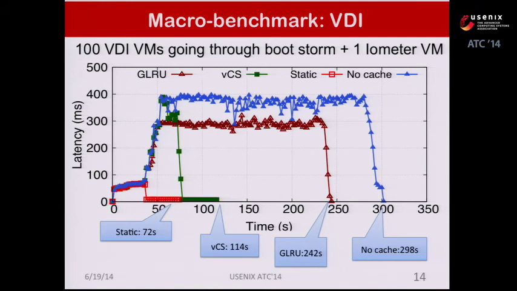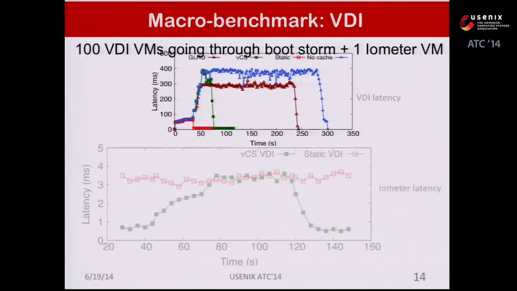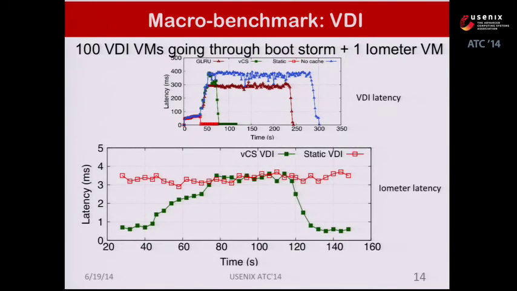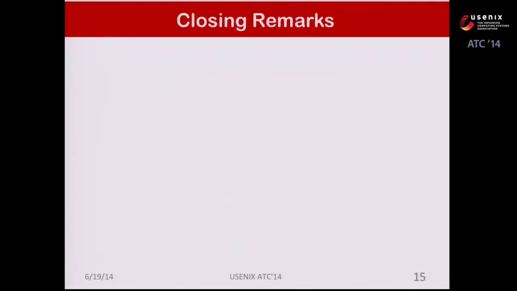Here we show the latency of the iometer workload. With static, it stays high, while with vCacheShare, it only experiences a temporary performance degradation for the duration of the bootstorm, and afterwards returns to its normal latency, which is only around 17% of the latency level with static.